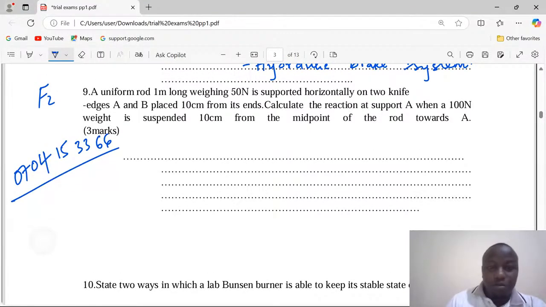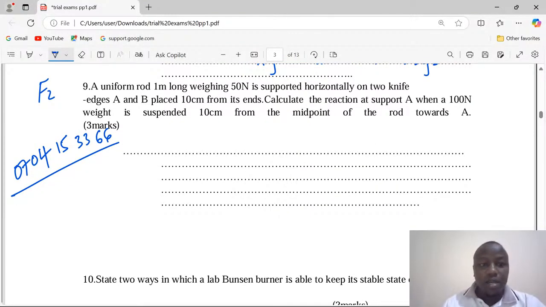Now, number 9 is a Form 2 question, the turning effect of a force. A uniform rod, 1 meter long, weighing 50, is supported horizontally on two knife edges A and B, placed 10 centimeters from its ends. Calculate the reaction at support A when 100 weight is suspended 10 centimeters from the midpoint of the rod towards A. This is the turning effect of a force.